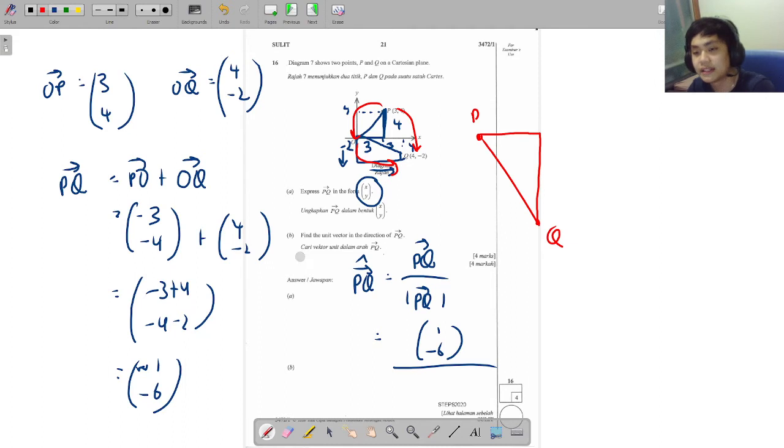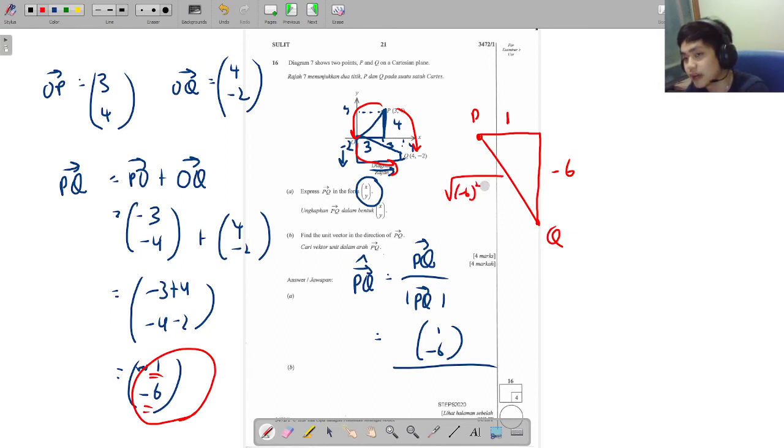And I already know the vector of PQ in this case. So I know the x distance and the y distance of P to Q. The x distance is 1, the y distance is negative 6. So I can use Pythagoras theorem to find this. It's just the square root of negative 6 squared plus 1 squared. So it's the square root of 36 plus 1, and it will just be the square root of 37.